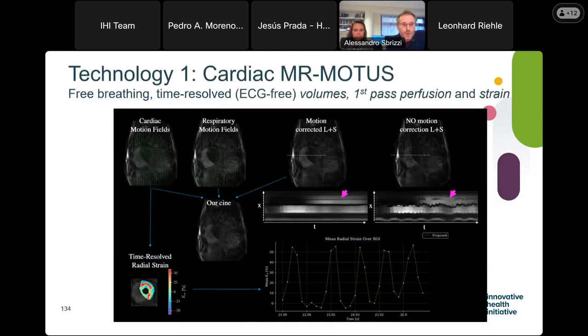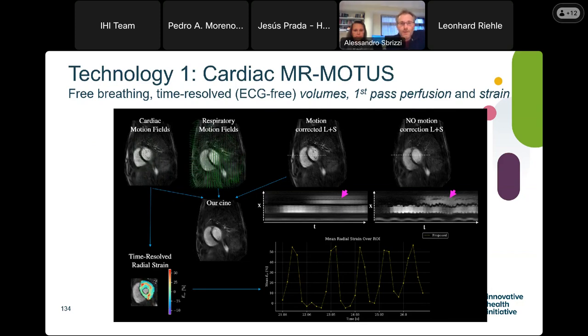So very shortly, there are 2 main technological components. We have one part of the work aimed at getting dynamic parameters like cine volumes and strain, as you see here already in what we are running at the UMC Utrecht. Next slide, please.